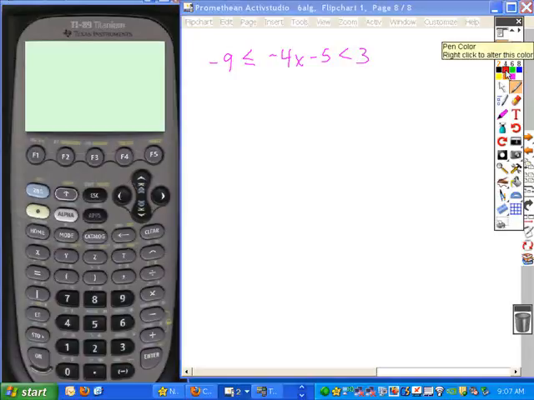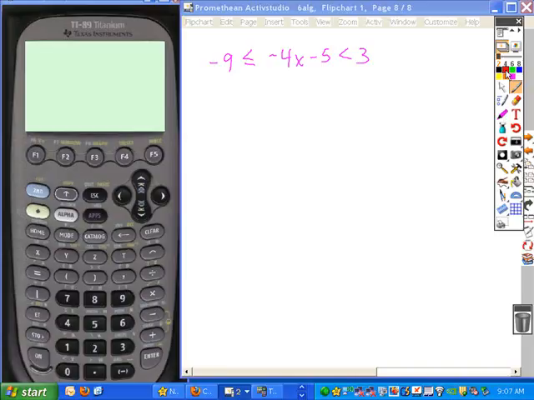All right, so here's a compound inequality. Is this an and or an or inequality? Are there two separate ones that split off like the oars of a boat, or is there one sandwiched in between numbers like a sandwich? It's a sandwich. It's an and, right?